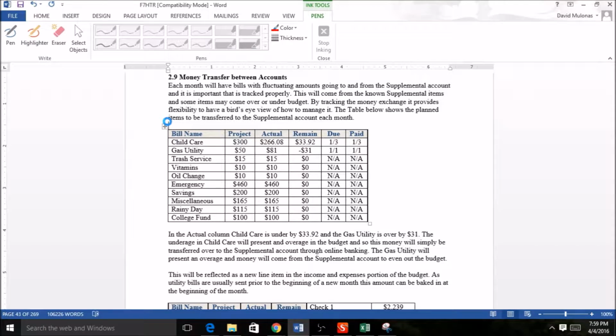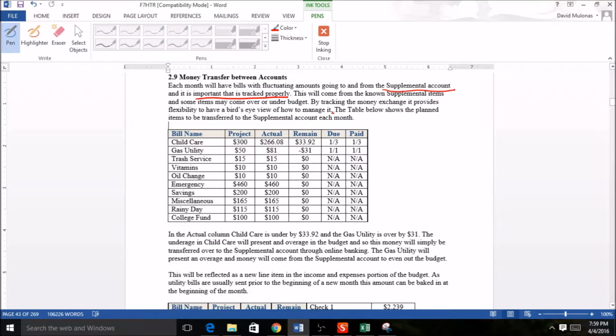So what we're talking about here is the supplemental account, which we talk about quite a bit. I'm going to underline this piece right here, and note that it's important that it is tracked properly, right? The supplemental account gives us a backup, a bird's eye view of knowing what's there. Money in the supplemental account can be used to backfill other bills in the account, even if they're not tracked as supplemental items.